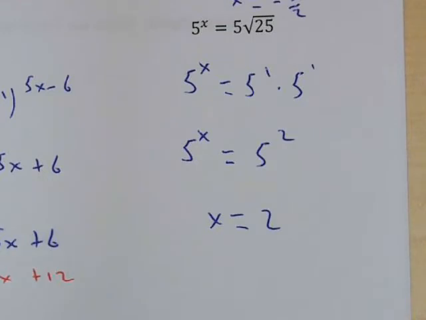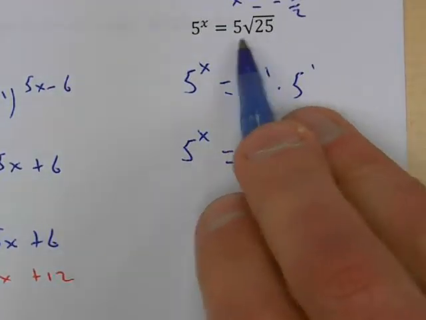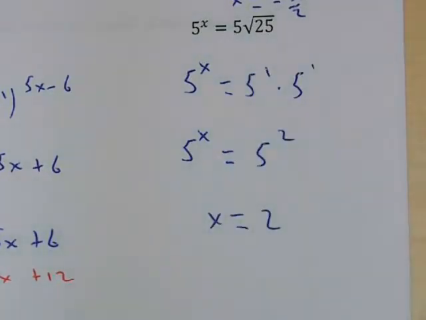Okay, so sometimes you're going to have to combine 2 numbers and get them with the same base. Like on this problem, we'll see more examples like that very soon. Okay, but this one, just x equals 2.